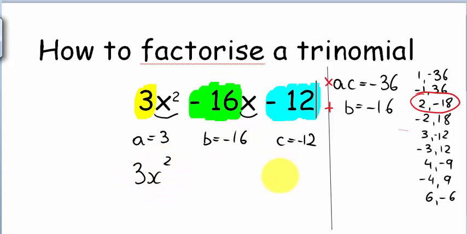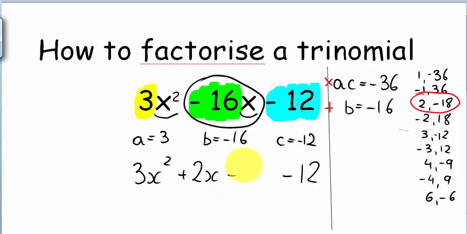Try example J yourself. Pause the video, and I'll give you the solution in 5 seconds. The first term and the last term changed, but the middle term gets split into positive 2 and minus 18. So the solution starts 7x squared plus 2x minus 18. 7 times 6 is 42. Can you see how minus 16x is the same as plus 2x minus 18x?